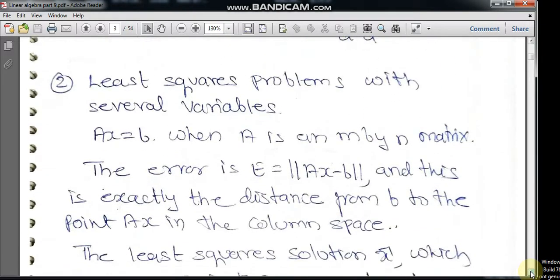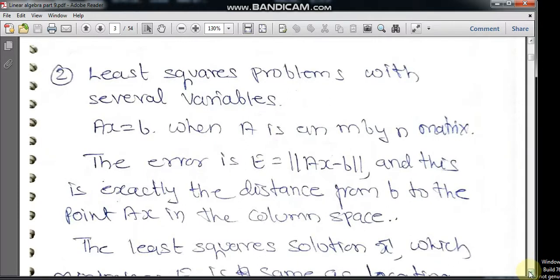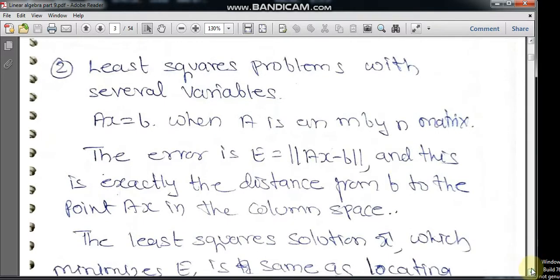Least square problem with several variables. We saw in the previous example when we had only one unknown and many equations. Now look at this problem. You have many equations and also many unknowns. So at that time, A is automatically a square matrix, or an M by N rectangular matrix. So you have M by N.